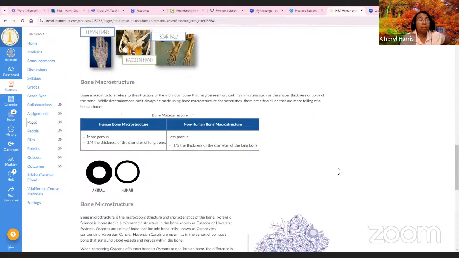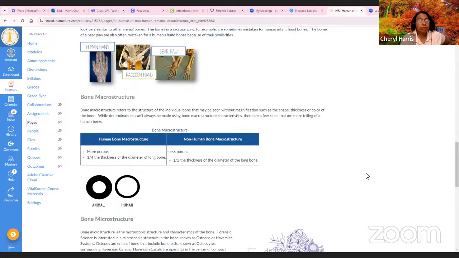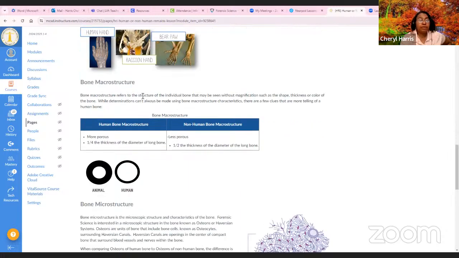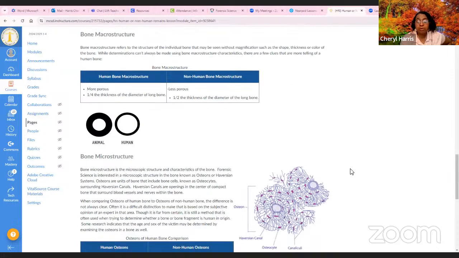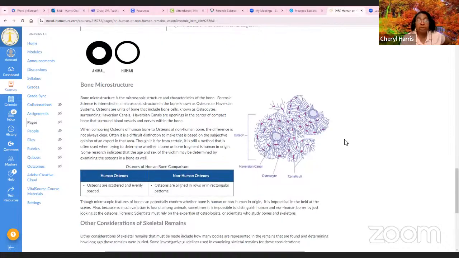All right. Macrostructure refers to the structure of an individual bone that can be seen without magnification. That's kind of odd. So anytime you see macro, that means large. Anytime you see micro, that means you have to examine that under the microscope. So actually looking at bone cells and tissue cells, those have to be looked at under the microscope.